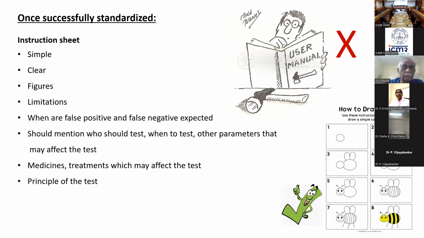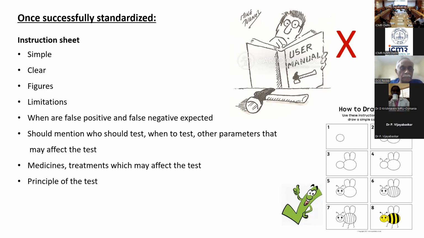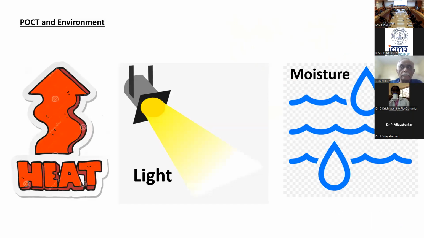Now, once you standardize everything, a very important part is the instruction manual. It has to be the simplest of simple. Simple, clear, there have to be figures, there have to be limitations. When do you expect false positives and negatives? It should mention who should be testing, when you should be testing, and what treatments are going to affect it. So as with the funny figure of the standard kit, it should be as simple as that for someone to do it. It should not be complicated.